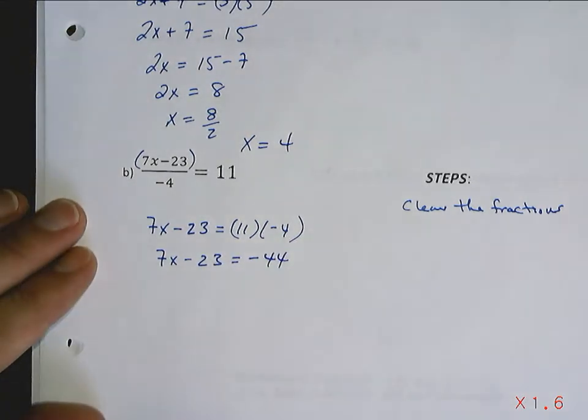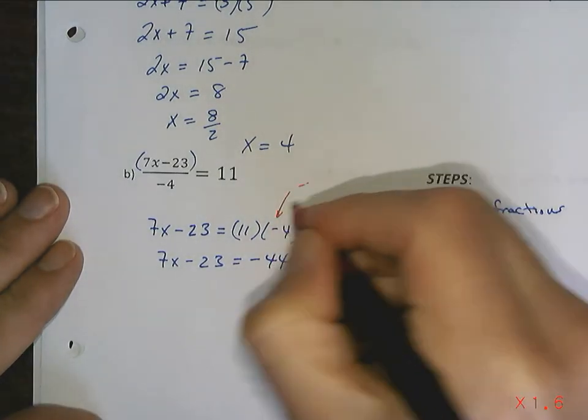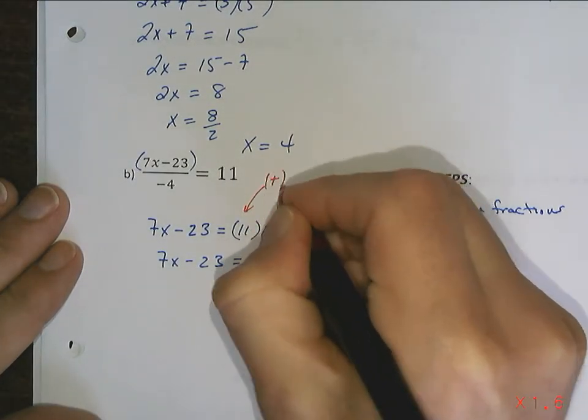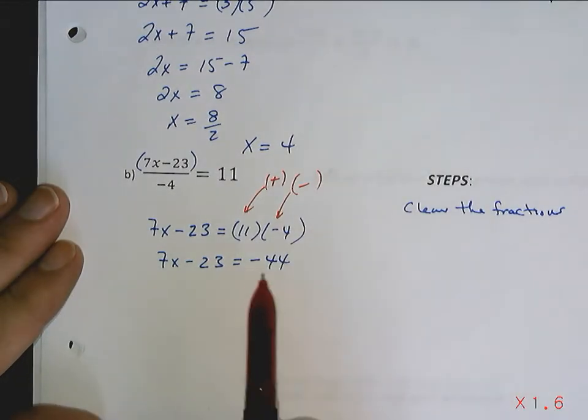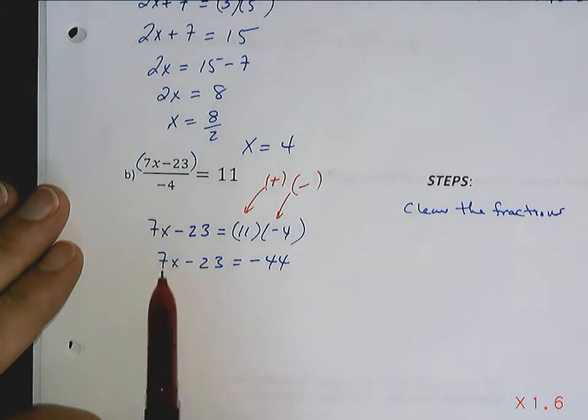You've got to be careful of your signs. That's where you'll make a mistake. I've got a negative and I've got a positive. A negative times a positive is a negative. Now, the next thing is to get 7x by itself.